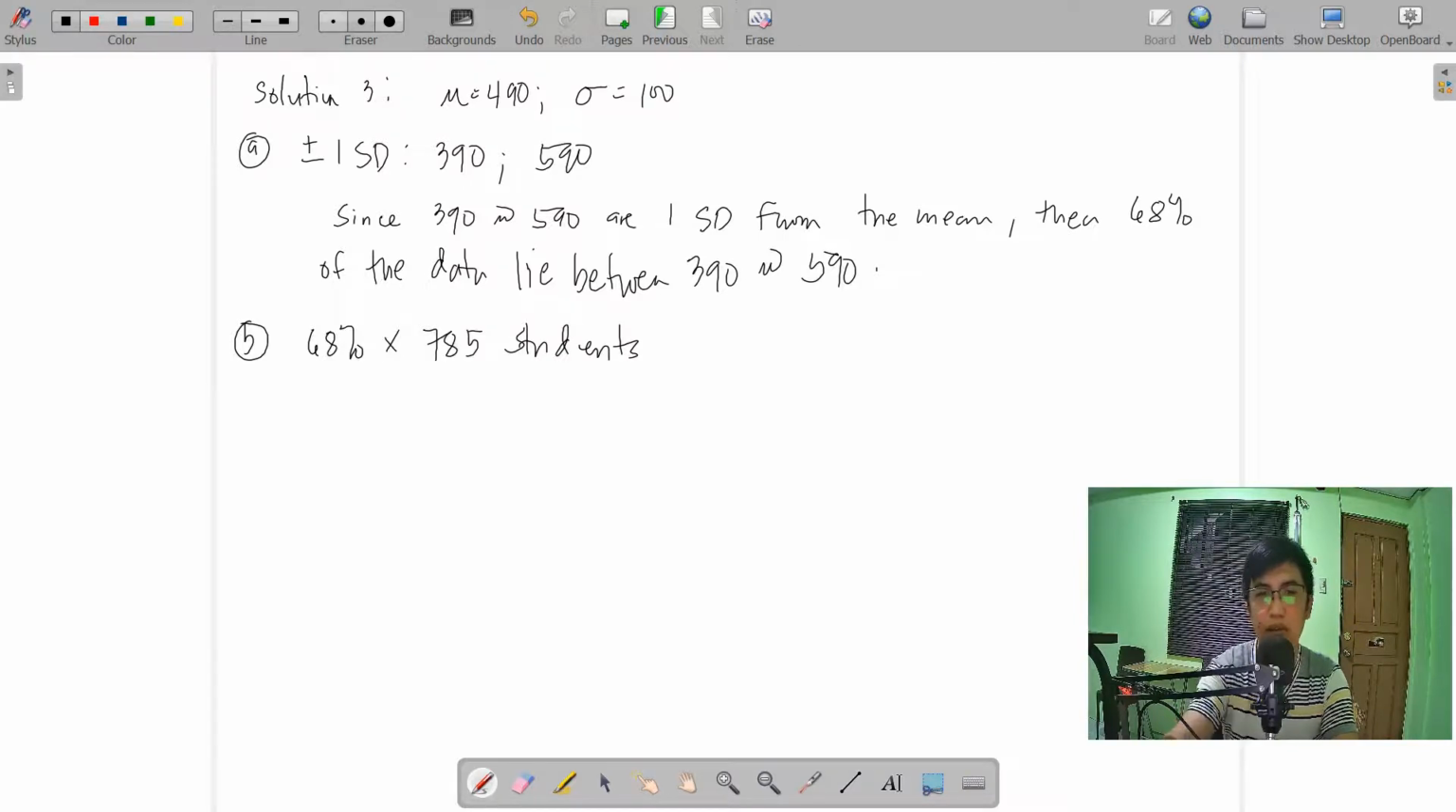So let's multiply 0.68 times 785. We use the symbol approximately. It is 534 students. Okay? So, we just move the decimal place, and 68% becomes 0.68. So, approximately 534 students scored between 390 and 590.